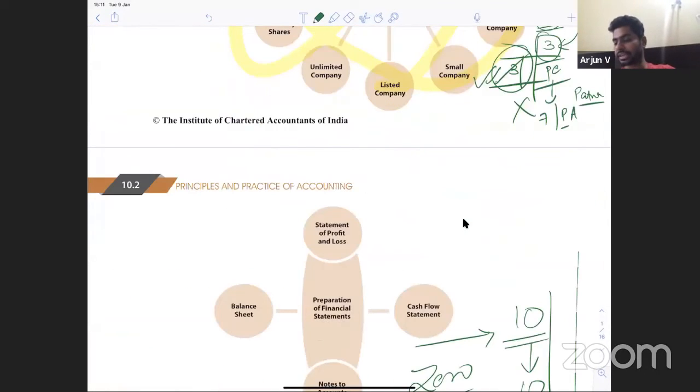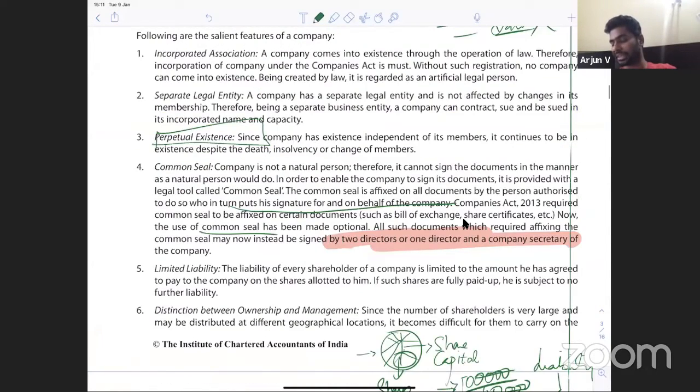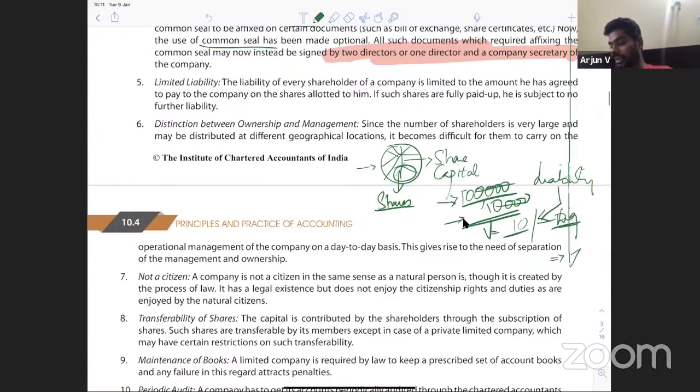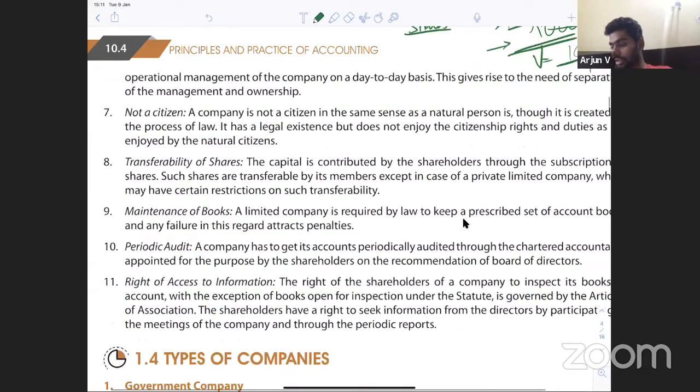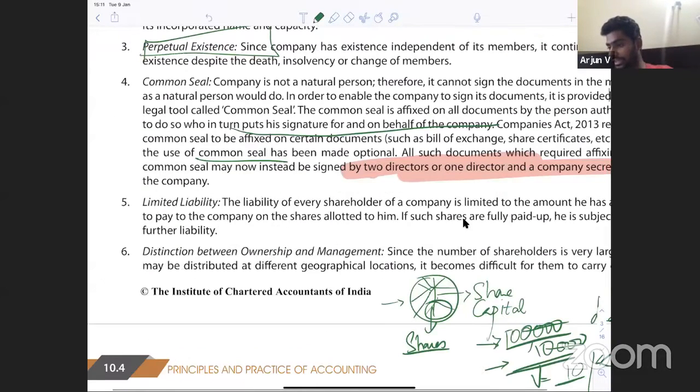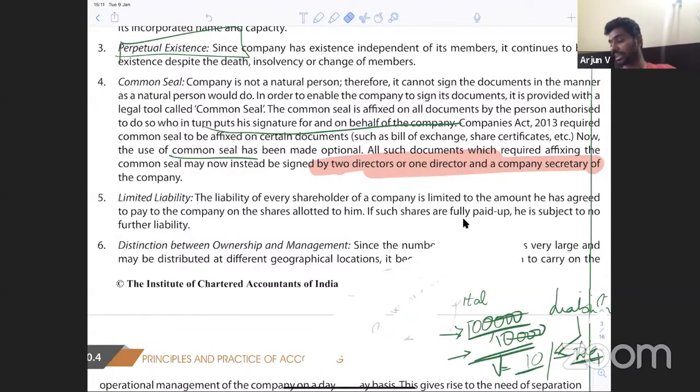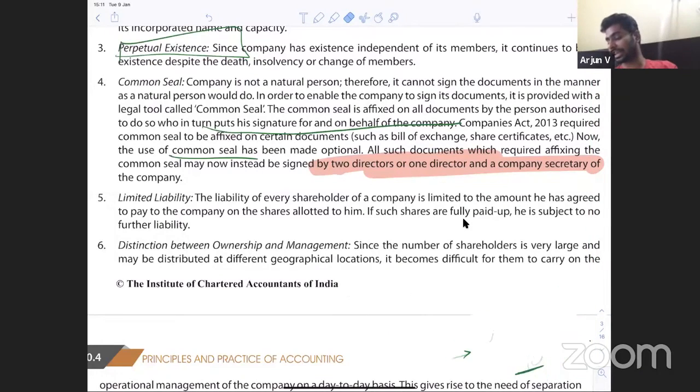So did you understand what we mean by limited liability? Guys, remember this. When I say limited liability, I want you to clearly understand what has been written. A lot of students make mistakes in the exam. The liability of the shareholder is limited to the amount he has agreed to pay on the shares allotted to him.